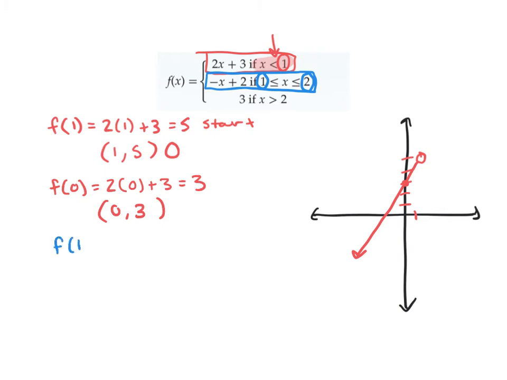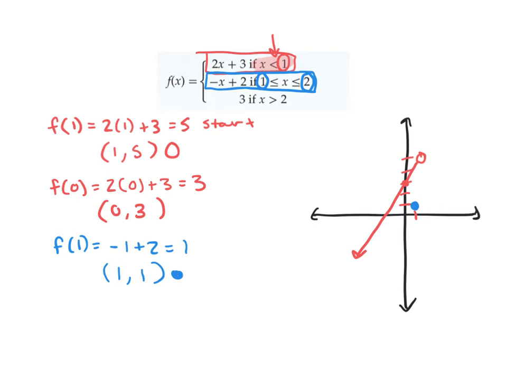So we have f of 1, which is negative 1 plus 2. What's negative 1 plus 2? 1. So what's our point here? 1, 1. Do we have an open circle or closed circle? Closed circle. So we go to 1, 1, put a closed circle.